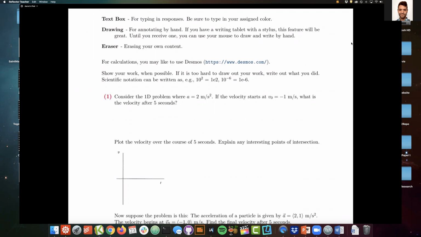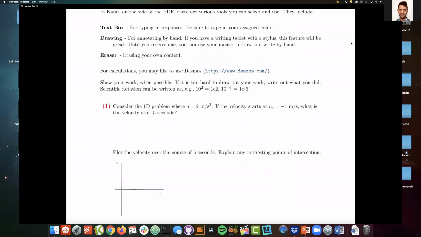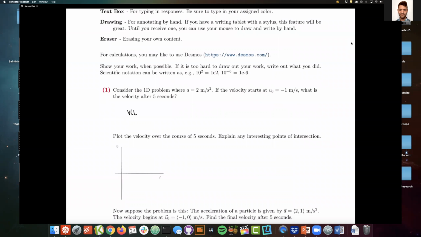Consider a 1D problem where the acceleration is 2 meters per second squared. If the velocity starts at -1 meter per second, what is the velocity after 5 seconds? Here, that is using the fact that v as a function of t is v naught plus a t. So you could plug those in, and you can get some sort of number. When the acceleration is constant, the kinematic equations apply.